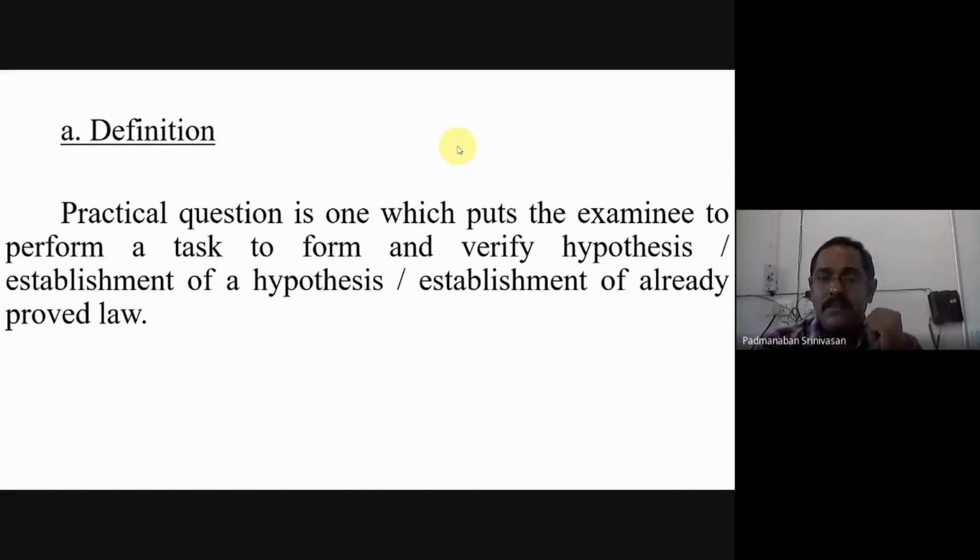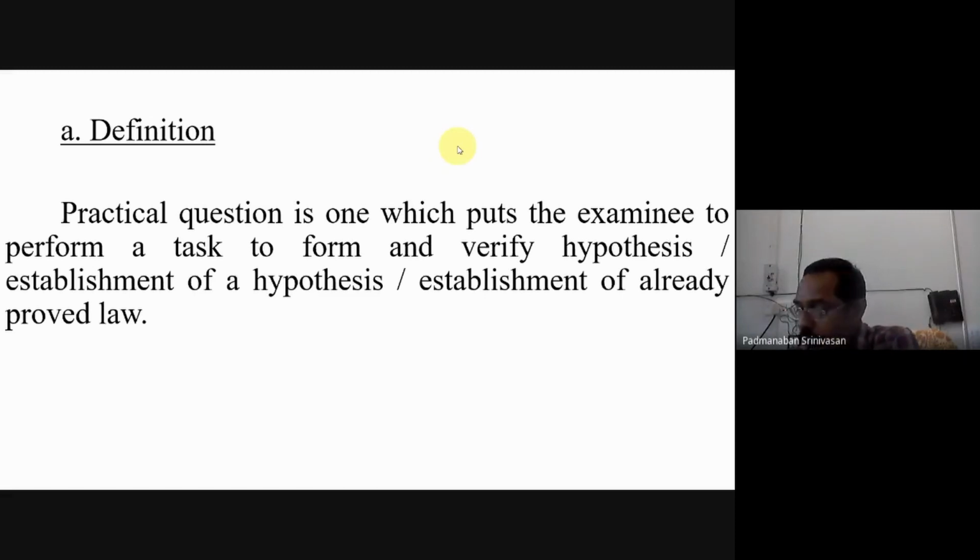So a practical question puts the examinee to perform a task to form and verify a hypothesis, establish a hypothesis, or establish an already proved law. To form a hypothesis is one, to verify a hypothesis is second, to establish a hypothesis is third, and fourth, to establish an already proved law, like Archimedes' or Newton's third law. It was already proved, but as a student you are learning. So that is what a practical question is.